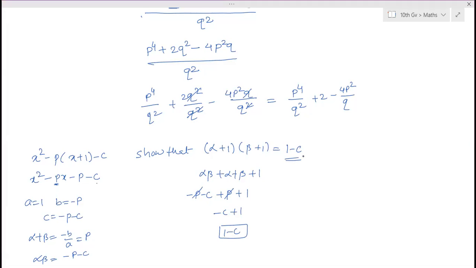Ma'am, I understood it, ma'am. Now the 16th one, two equations are given. From that find the value of alpha and beta, and then form the quadratic polynomial. 2 alpha is equal to 32, alpha is equal to 16, and beta is equal to 8. Alpha is 16, beta is 8, then form the polynomial.